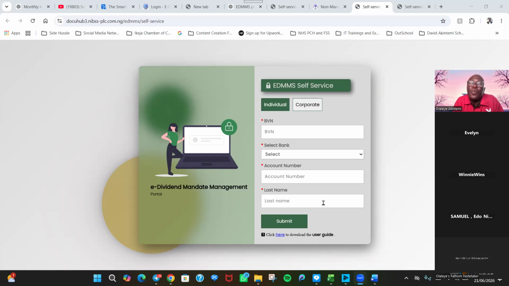But assuming you bought the shares and your name has not changed, it is still the same name, then you can put in your BVN number, the bank name, your account number, and your last name, and then it will open the form for you, provided it can match your name and the information on your BVN to the name on the stock that you are trying to claim. You can then fill the form, select the name of the registrar, and submit the form.